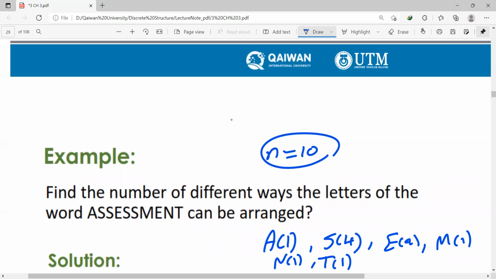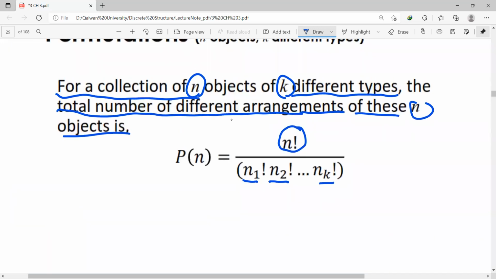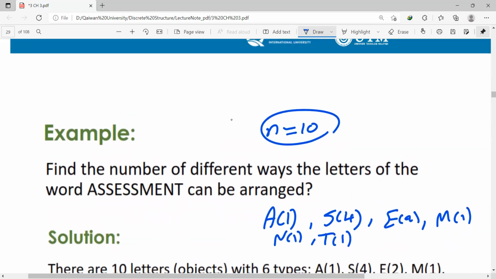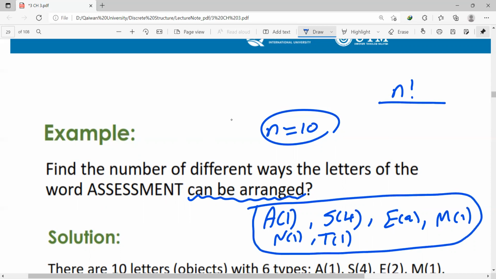And we want to arrange these 10 letters. We have 10 letters. That means n is 10. What are these A, S, E, M, N, and T? These are n1, n2, up to nk here. In how many ways can we arrange the word assessment? We said it equals n factorial dividing by the multiplication of factorial for these types.